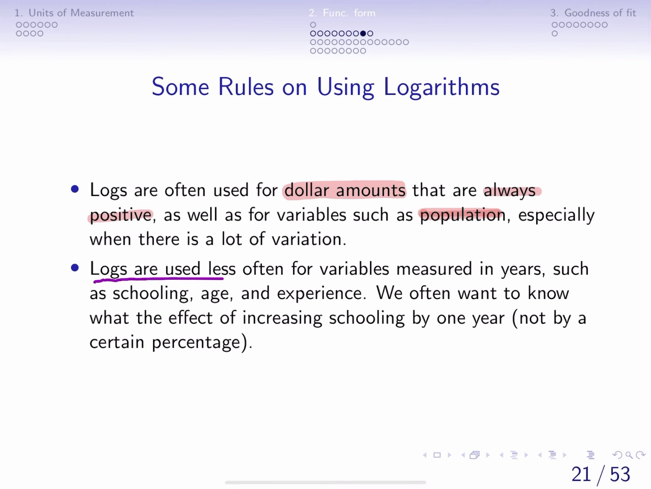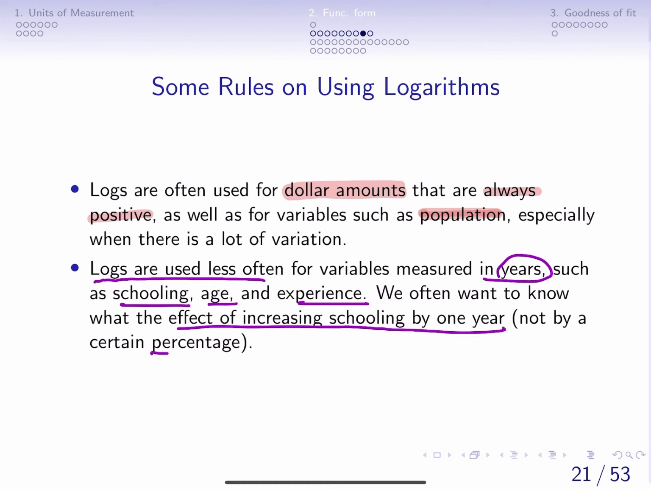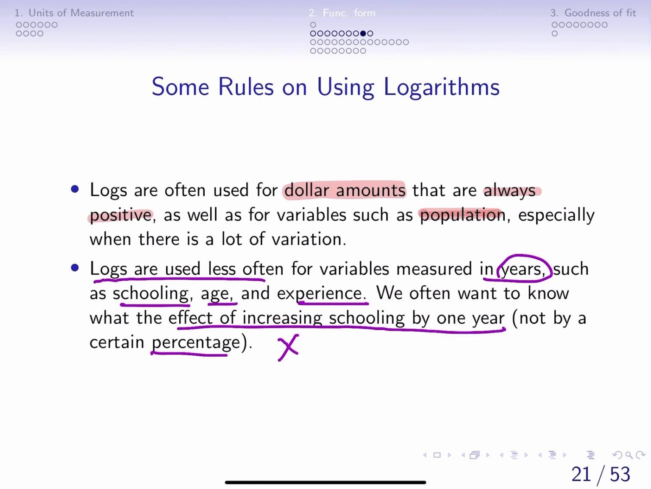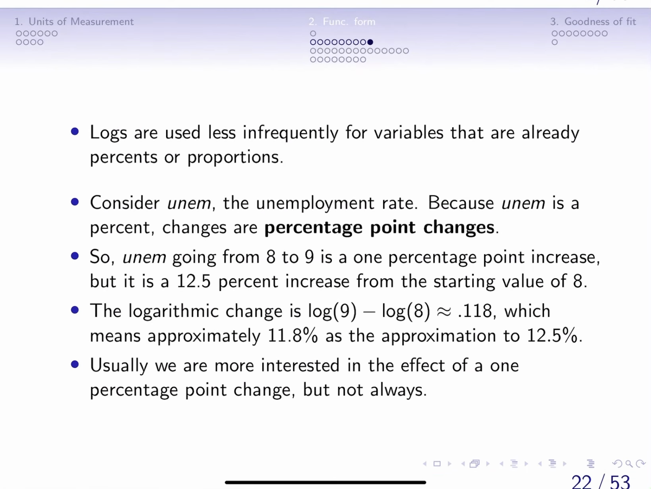However, logs are used less often for variables measured in years, for example, such as schooling or age and experience. Remember that we often want to know what the effect of increasing schooling is by 1 year and not by a certain percentage. We usually don't say, if I gave you 5% more schooling, what would happen to salaries? We're basically saying if schooling were to go up by 1 year or experience was to go up by 1 year, then what would happen to salaries? So we generally don't use logs for something that's measured in years.